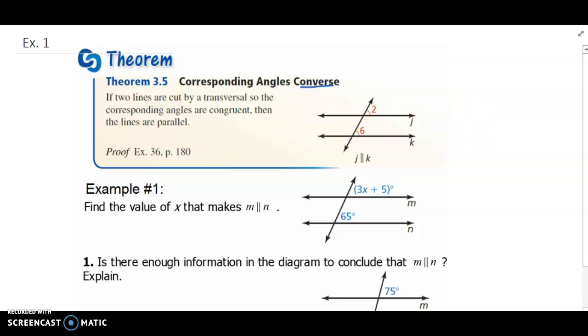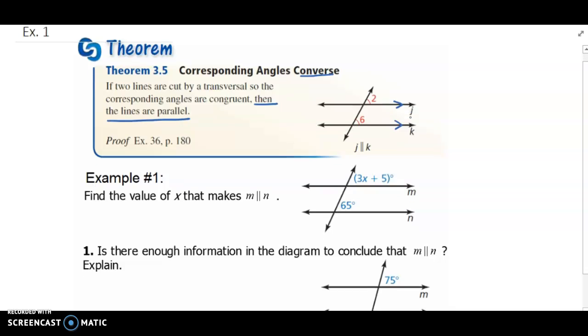So the corresponding angles theorem told us that if two lines are parallel, then the corresponding angles are congruent. So the corresponding angles converse says the exact opposite. If the corresponding angles are congruent, then the lines are parallel. So you would use this to show that lines are parallel. So when we know corresponding angles are congruent, we can conclude that the lines are parallel.